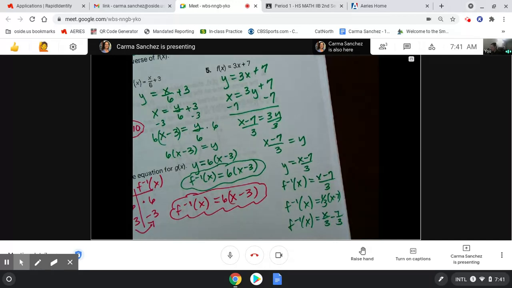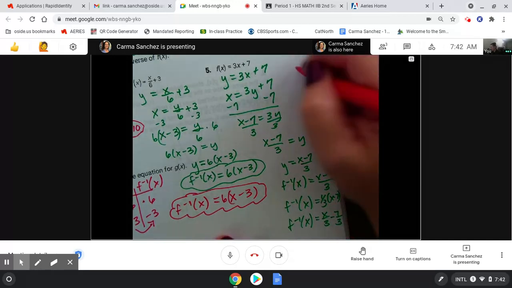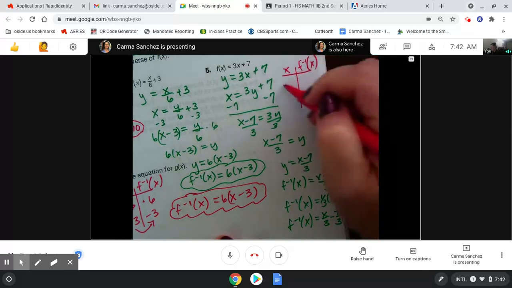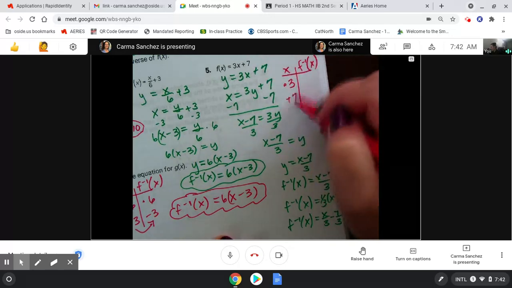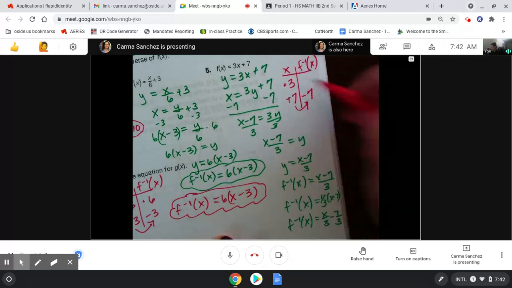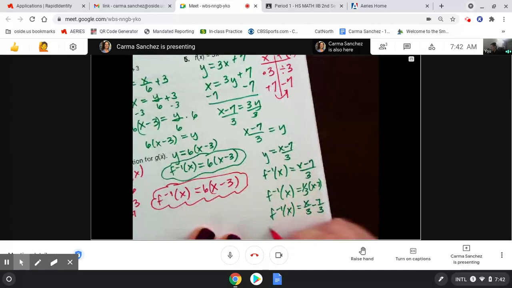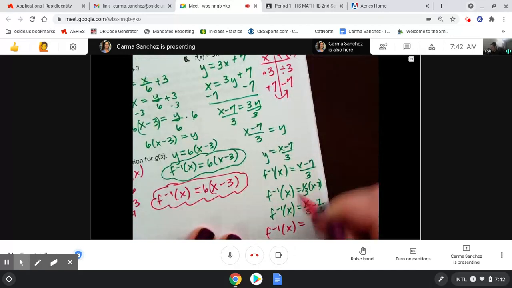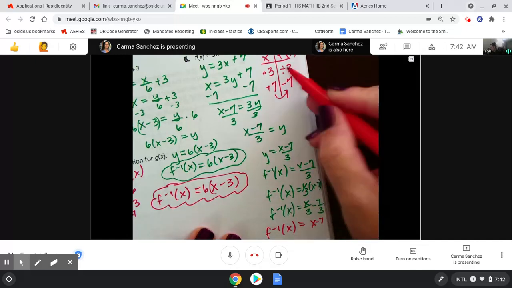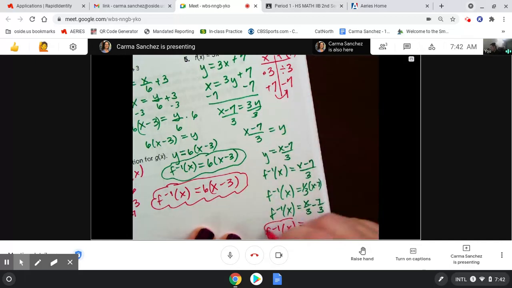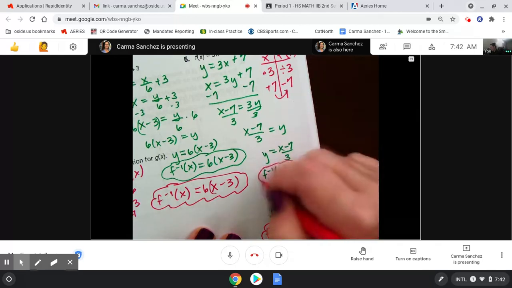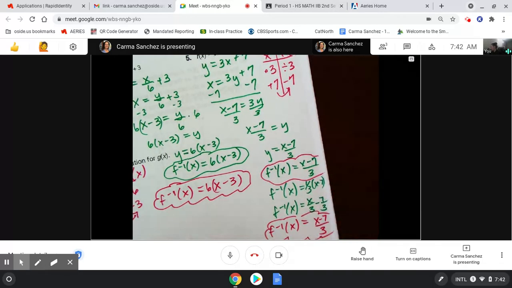What if we want to do the shortcut method for this one? First 3 is being multiplied, then 7 is being added. Opposite would be minusing 7 and dividing by 3, or you could say times 1/3. Let's go ahead and write that function, f of negative 1 of x. First, the base of x is minusing by 7, and then it's dividing by 3. Check out how this matches this and is equivalent to all these equations. Which method are you liking?